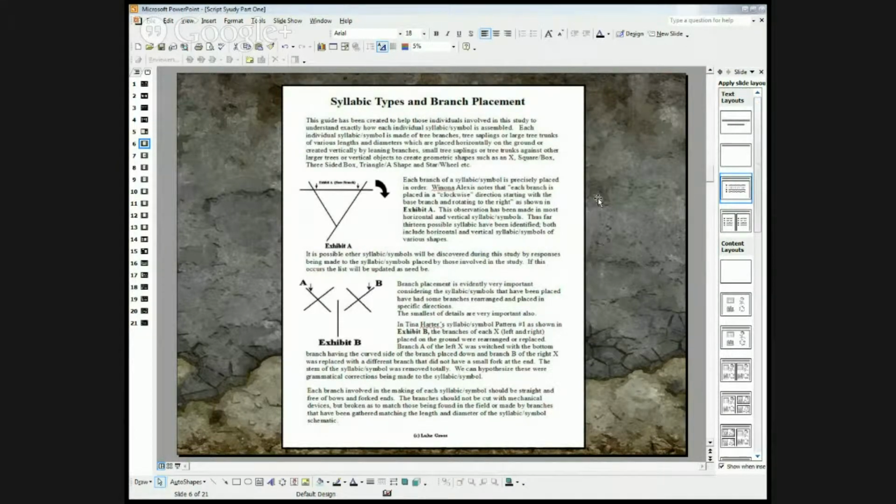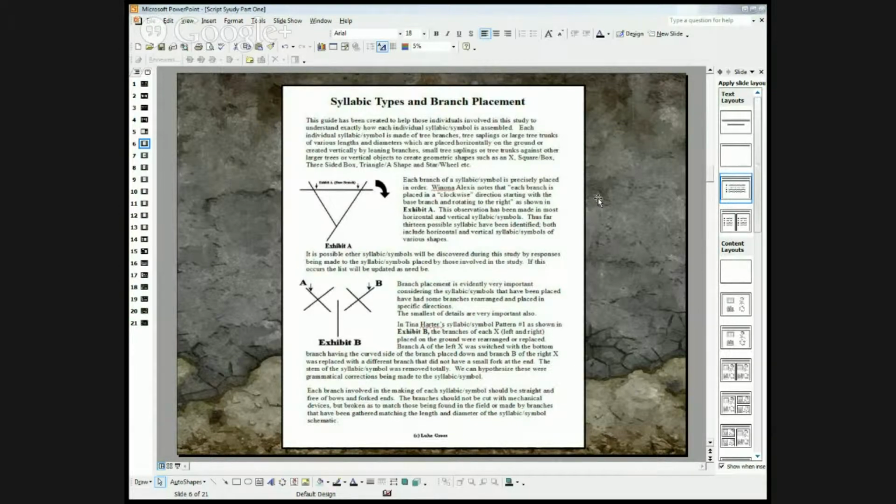What I'd like to do is read what we have here, what's been written. This is syllabic types and branch placement of the syllabic. This guide has been created to help those individuals involved in this study to understand exactly how each individual syllabic or symbol is assembled. Each individual syllabic is made of tree branches, tree saplings, or large tree trunks of various lengths and diameters, which are placed horizontally on the ground or created vertically by leaning branches, small tree saplings, or tree trunks against other larger trees or vertical objects to create the geometric shape, such as an X, square, box, three-sided box, triangle, and the star or the wheel.